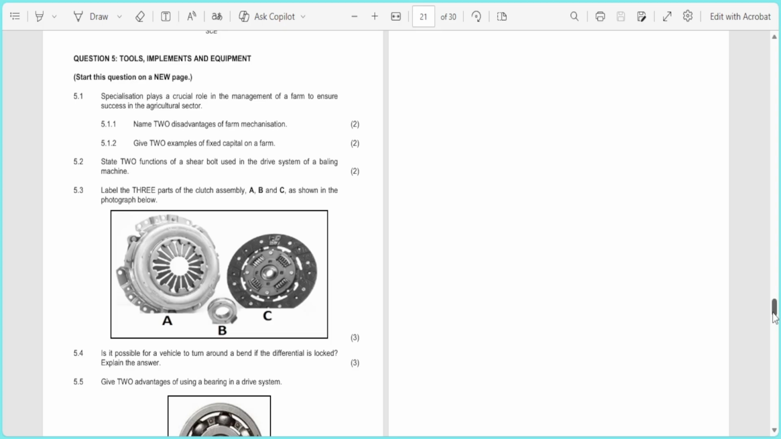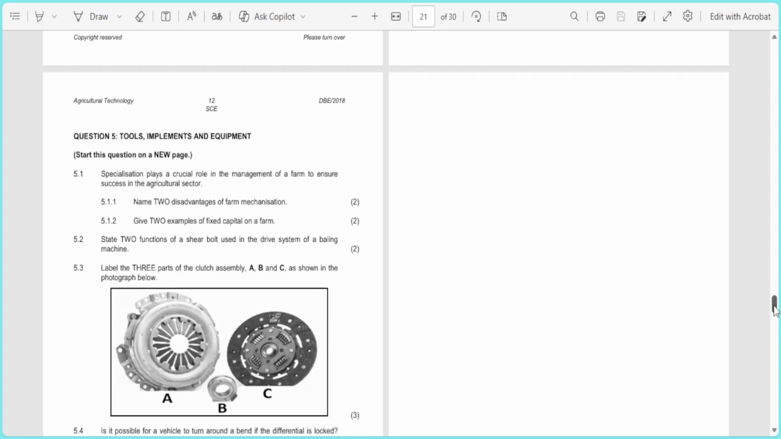But first, maybe I should do this. Let's get typing. Okay, so that is 5.1.1. So that's the first question. We need two disadvantages of farm mechanization.